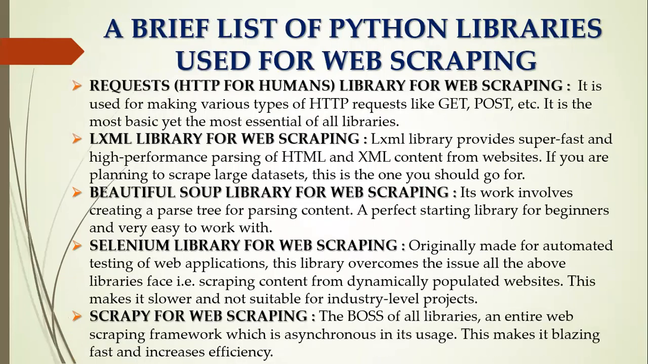A brief list of Python libraries used for web scraping. Requests library for web scraping. It is used for making various types of HTTP requests like GET, POST, etc. It is the most basic yet the most essential of all libraries.